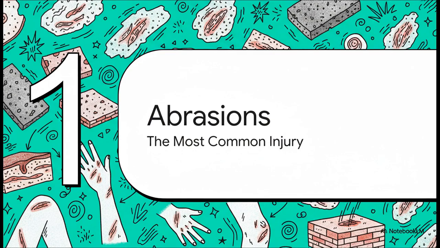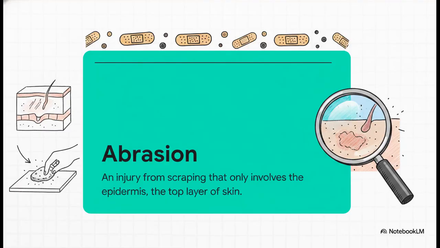For this explainer, we're really going to zero in on one specific type of blunt force injury, the good old abrasion. So why this one? Well, because it's the single most common injury we see. It's the one we've all had, a million times, even if we didn't really think about what it was called. So what exactly is an abrasion? Well, it's any injury caused by scraping or rubbing.